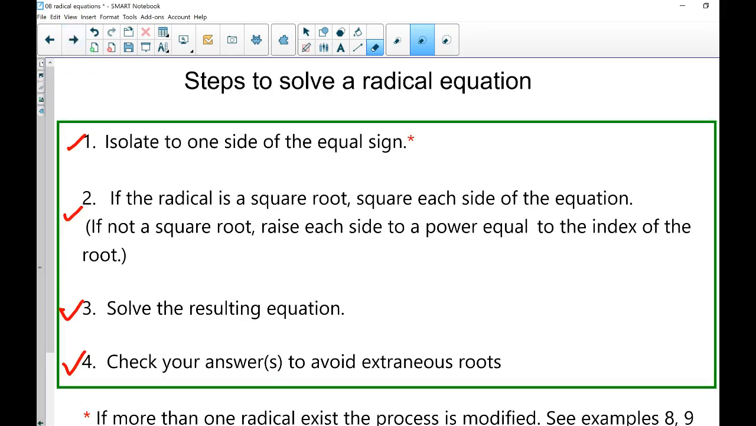These are the steps to solve a radical equation. You first need to isolate the radical so it's only on one side of the equation. If the radical is a square root, you're going to square each side. However, if it's a cube root, you're going to cube both sides. If it's a fourth root, you're going to raise both sides to the fourth, and so forth. You're going to end up with an equation that's either linear or quadratic, and you're going to solve that equation. And then it's really, really critical to check, because sometimes you're going to have answers that look correct, but when you actually check them, they're not correct.